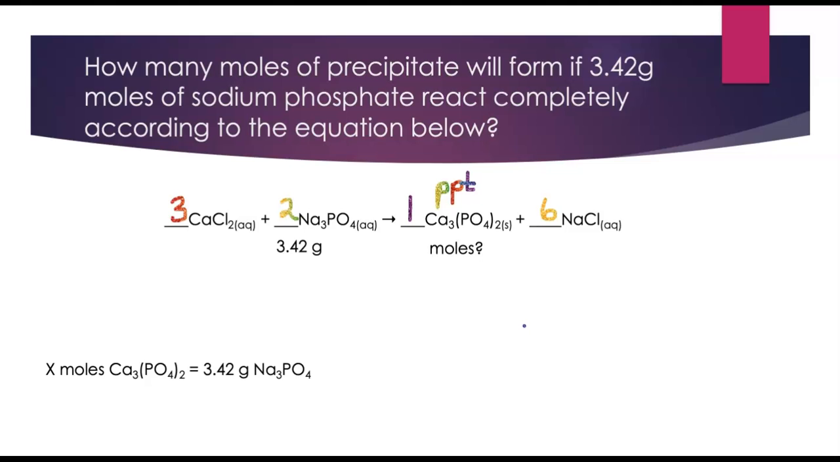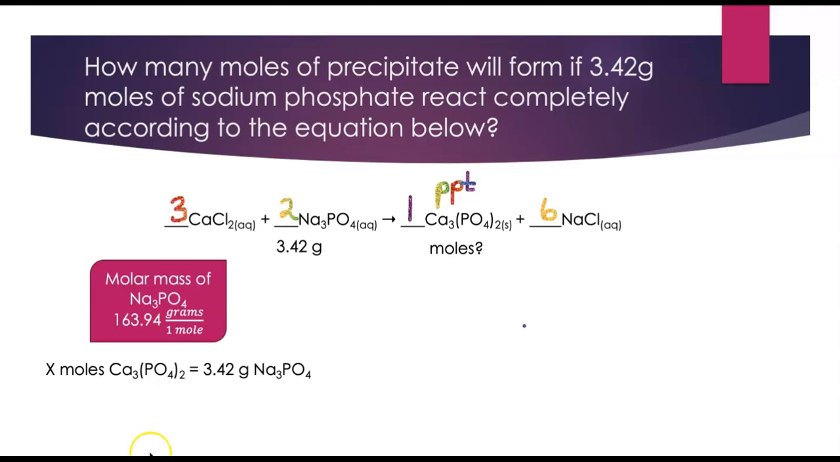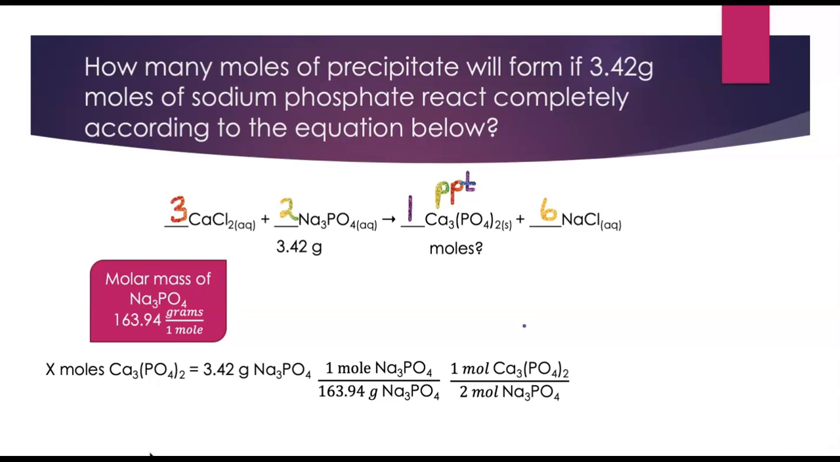X, what I'm solving for, equals what I'm given. X moles calcium phosphate equals 3.42 grams of sodium phosphate. I need the molar mass of sodium phosphate, which is 163.94 grams per 1 mole of sodium phosphate. So I'm going to put the grams of sodium phosphate in the denominator, and the numerator is 1 mole of sodium phosphate. And then I need to convert from moles of sodium phosphate to moles of calcium phosphate.